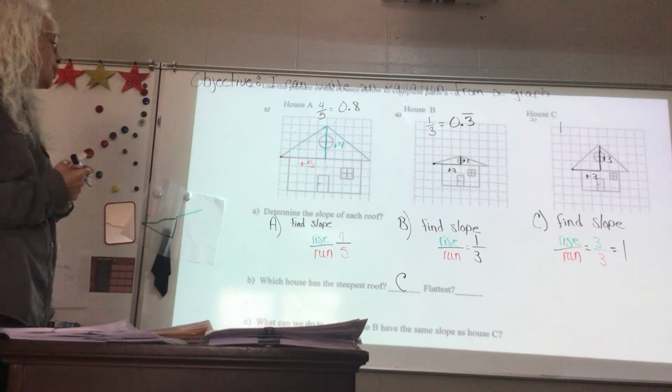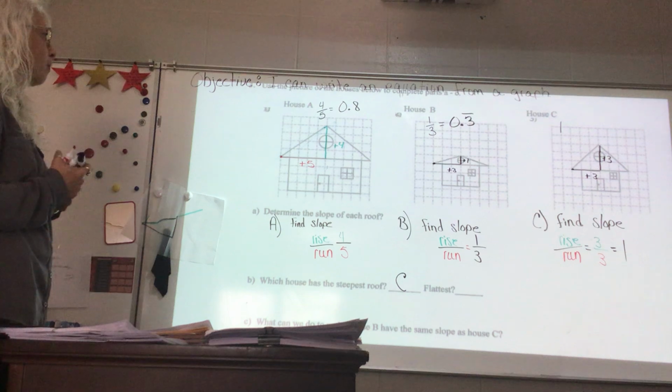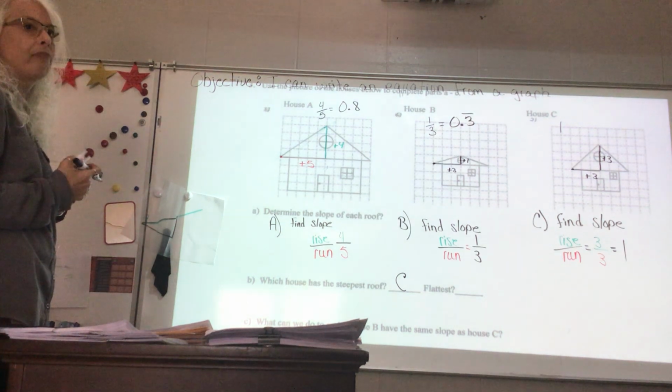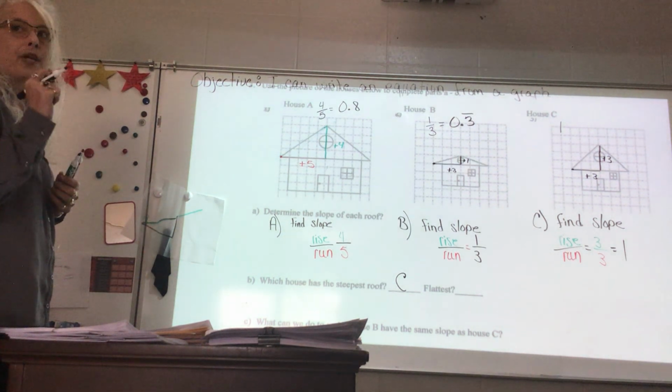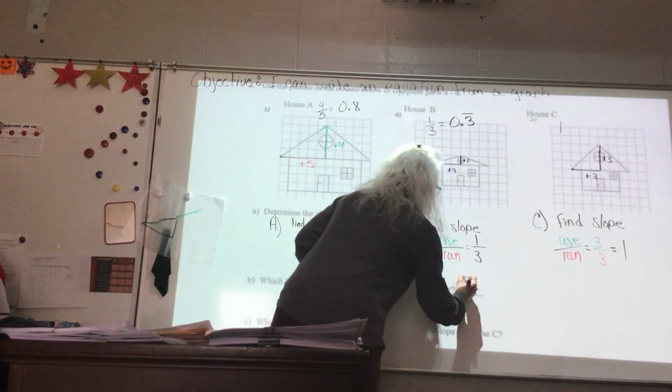Which roof is the flattest? Which one? A or B? Well, which one has the smaller number? B, so the flattest would be B.